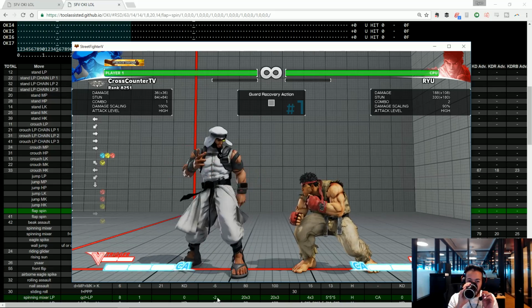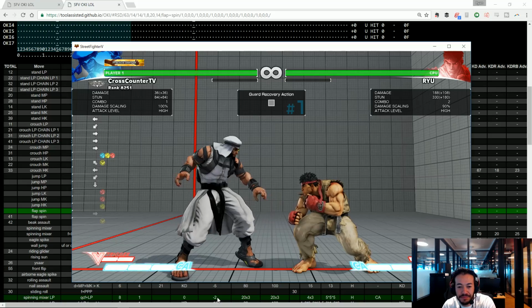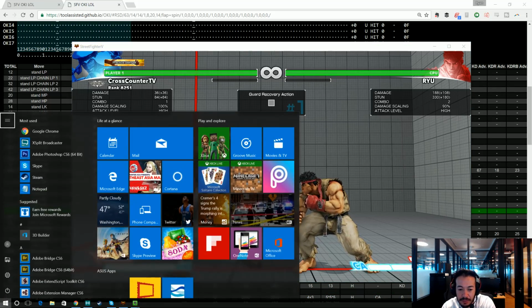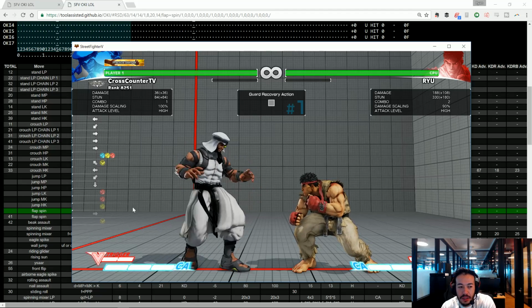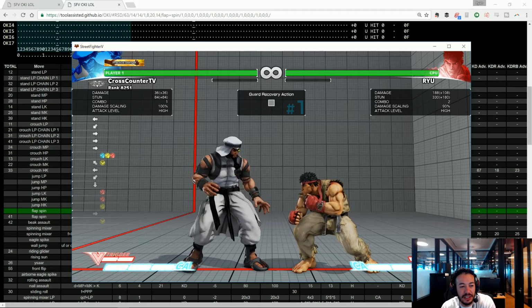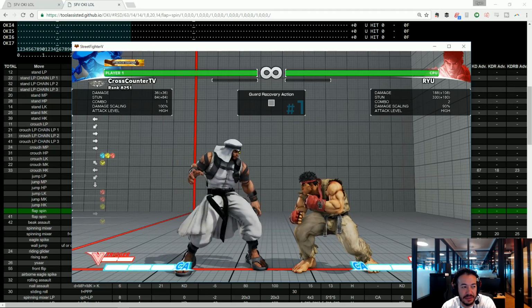Got it. So this is basically the framework that I use for learning more about each character, just by using the frame data.